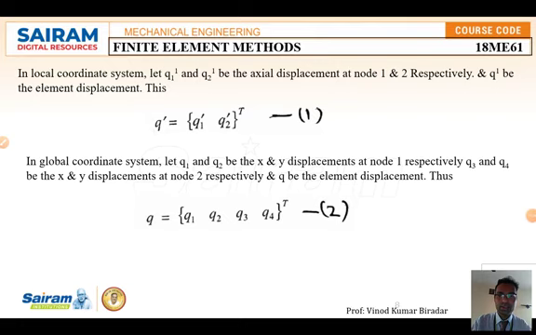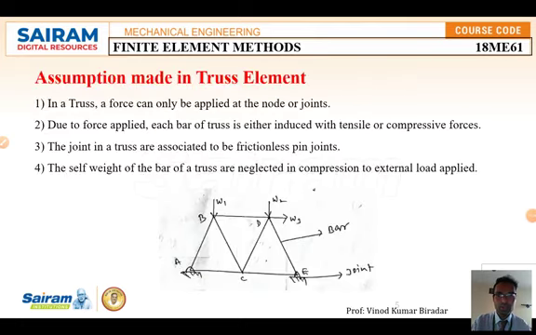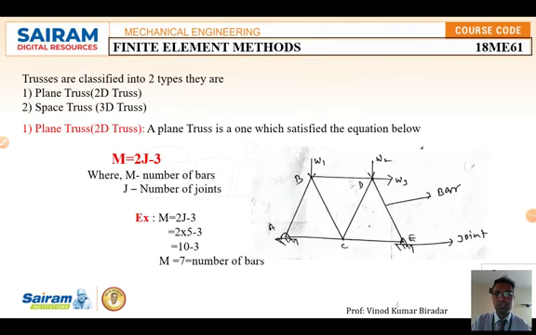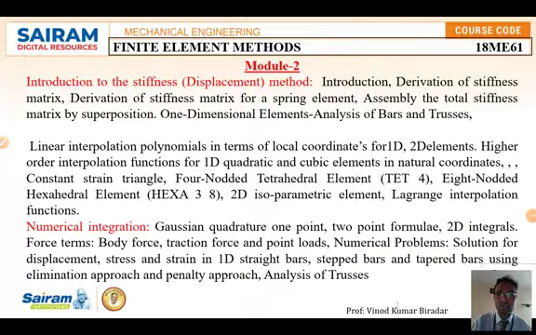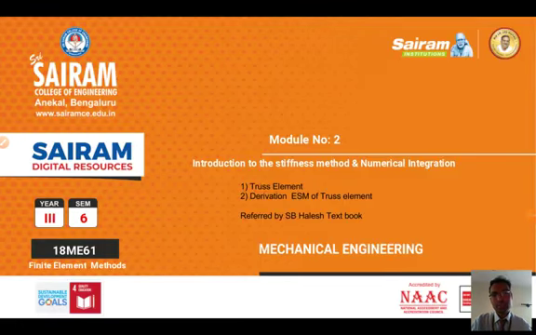I hope you understand this derivation in the local and global coordinate systems. Truss is nothing but what? It is an engineering structure made up of a number of bars connected through a welded joint or riveted joint, pin joint, etc. So this is called a truss element. I hope you understand this. This derivation is most important from the point of view of the examination. Okay, thank you.